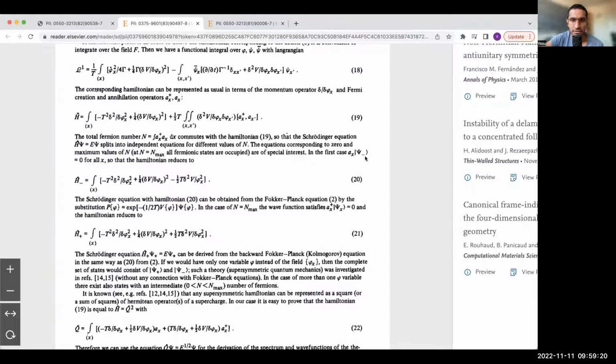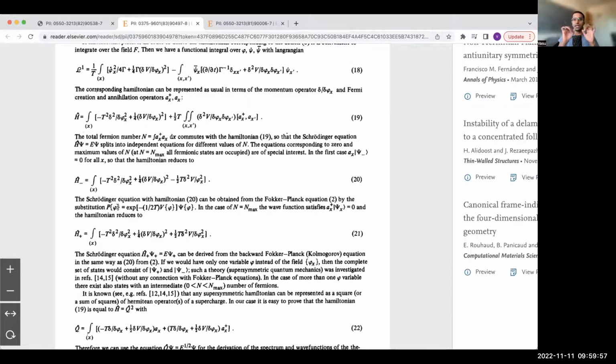In that case, we have A acting on psi minus equals 0 for all x. For us, there's no x, so it's just A acting on psi minus equals 0. And there we have H minus, which is given by a simple transformation involving this exponential factor of the solution to the forward Fokker-Planck equation, which is what we wrote down at the very beginning of the notes. Now, in the case where n equals n max, it's very interesting. What we have is a wave function satisfying A dagger psi equals 0, and then the Hamiltonian is similarly related to a solution of the backward Fokker-Planck equation.